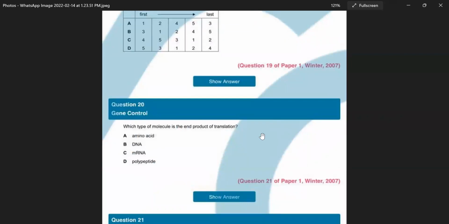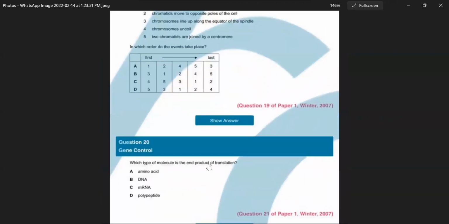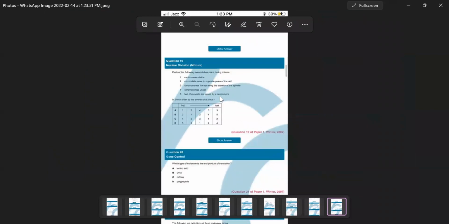Again, which type of molecule is the end product of translation? It's amino acid. No, it's polypeptide. Just kidding. It's funny. You were scaring me. That was not funny. No, but okay, good one.